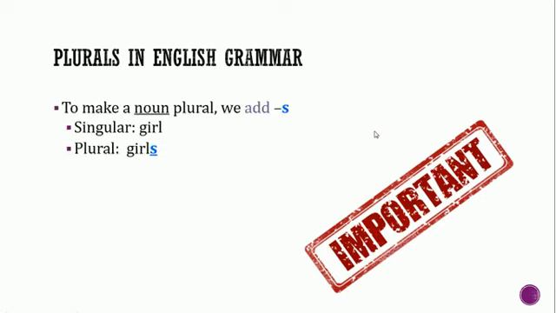To make a noun plural, we add s. For example, if it's just one girl, a girl. But when it's more than one, it's called plural. For a plural noun, we add s here: girls. For the pronoun, girl can be changed into she, for example. The plural form here, girls, can be changed into they.